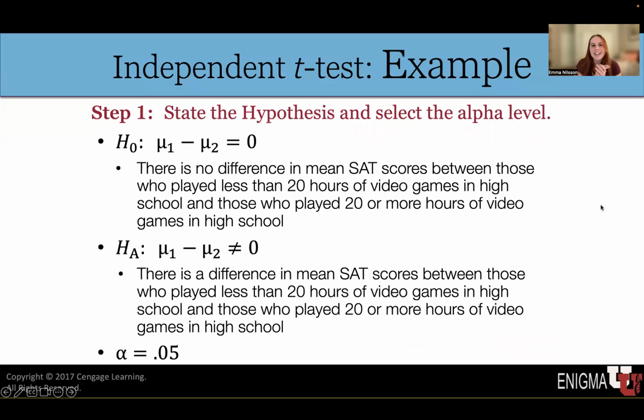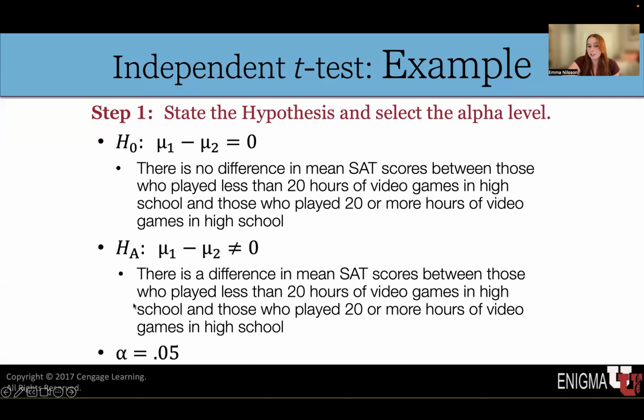So step 1 is going to be to state our hypotheses and select our alpha level. Alpha level, 0.05. That's what we're using. According to the literature, that's fine. The null hypothesis, remember, is that the two population means are the same. There's no difference. In other words, in the context of this example, there's no difference in the mean SAT scores between people who played less than 20 hours of video games in high school and those who played 20 or more hours of video games in high school. No difference in their mean SAT scores.